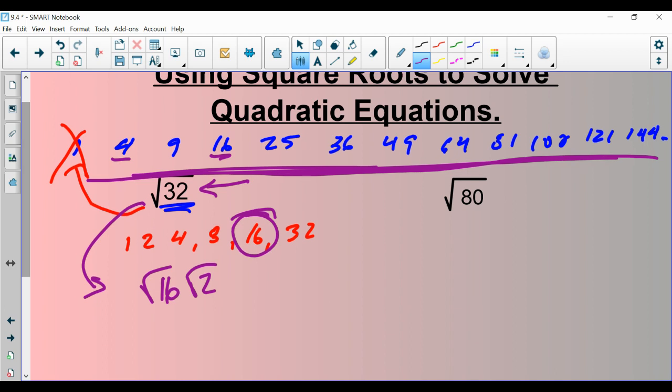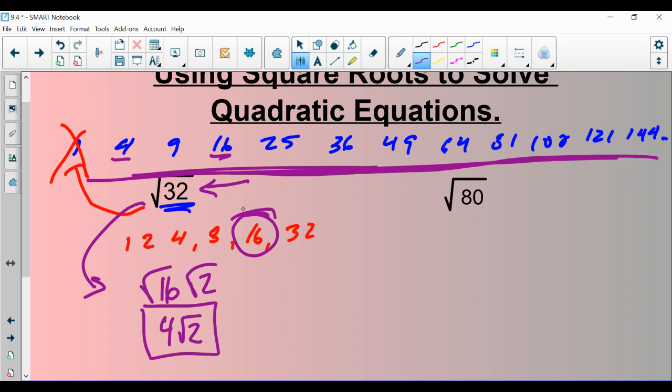So this is not our final answer, because you actually can take the square root of 16. The square root of 16, of course, is 4. So simplified, our final answer is 4 root 2.